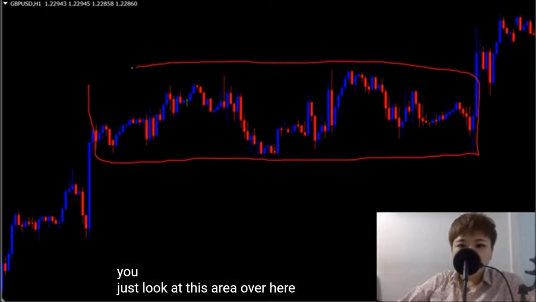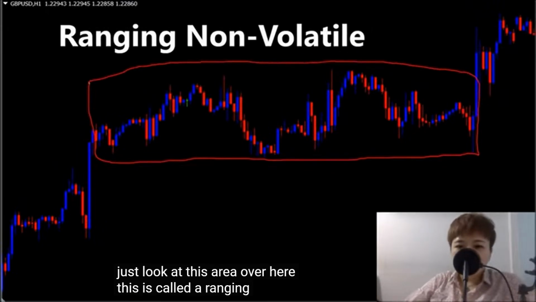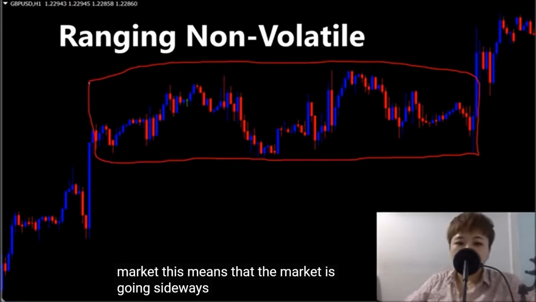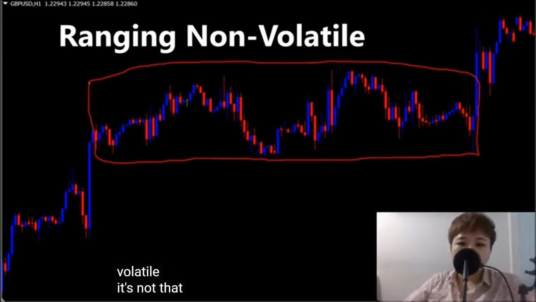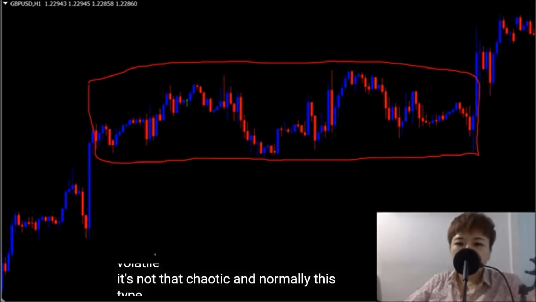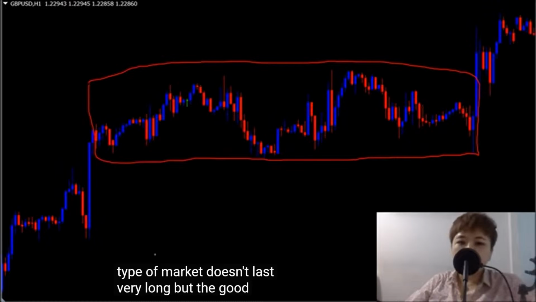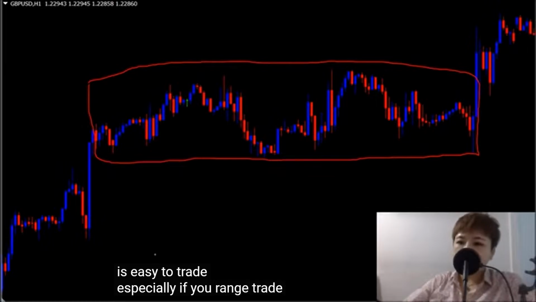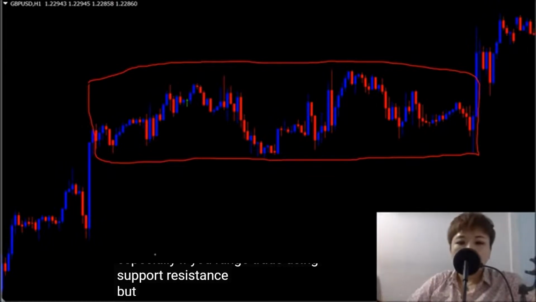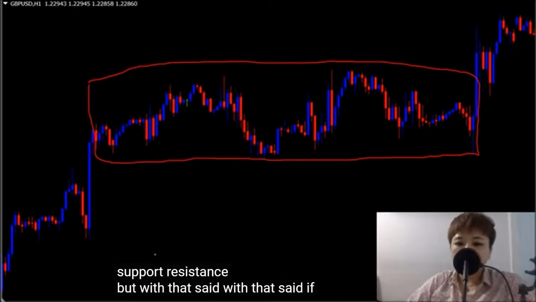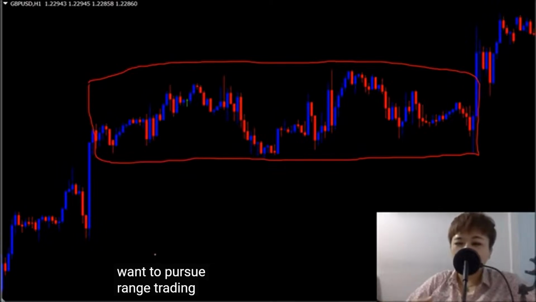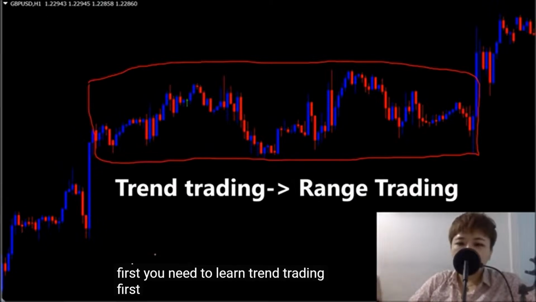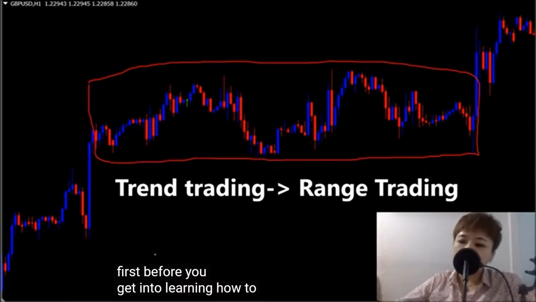over here, this is called a ranging non-volatile market. This means that the market is going sideways and it's not that volatile, it's not that chaotic. And normally this type of market doesn't last very long, but the good thing is that it is easy to trade, especially if you range trade using support resistance. But with that said, if you want to pursue range trading, you gotta be more experienced first. You need to learn trend trading first before you get into learning how to range trade.